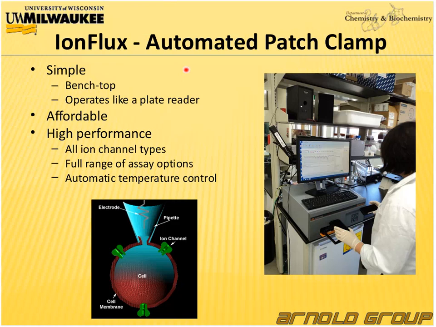So for that purpose, we purchased the IonFlux, which is an automated patch clamp instrument, and I depicted it in this picture over here. You can see it's pretty much a benchtop instrument. It operates like a plate reader. Indeed, we are using multiple plates in order to carry out this assay. The instrument was affordable, and it gives us very high performance data for the assay we are doing. But I just want to mention that this instrument is not only capable of assaying the GABA-A receptor, but all ion channels in general.